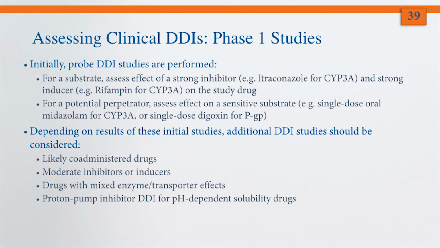Potentially we'll look at moderate or maybe even weak inhibitors or inducers of transporters or metabolizing enzymes. We might look at drugs with mixed enzyme or transporter effects. And this is too when we start to think about other things like pH-dependent solubility and whether we need a study with a proton pump inhibitor.